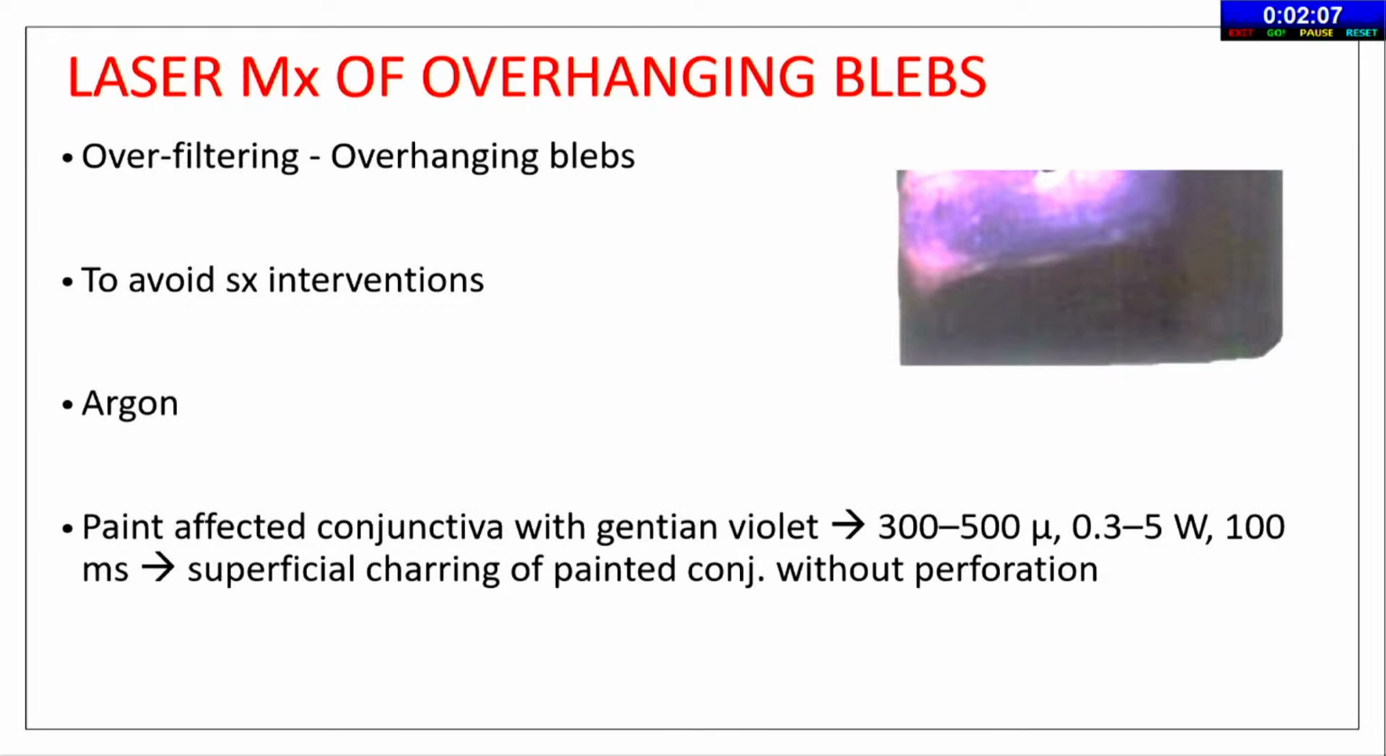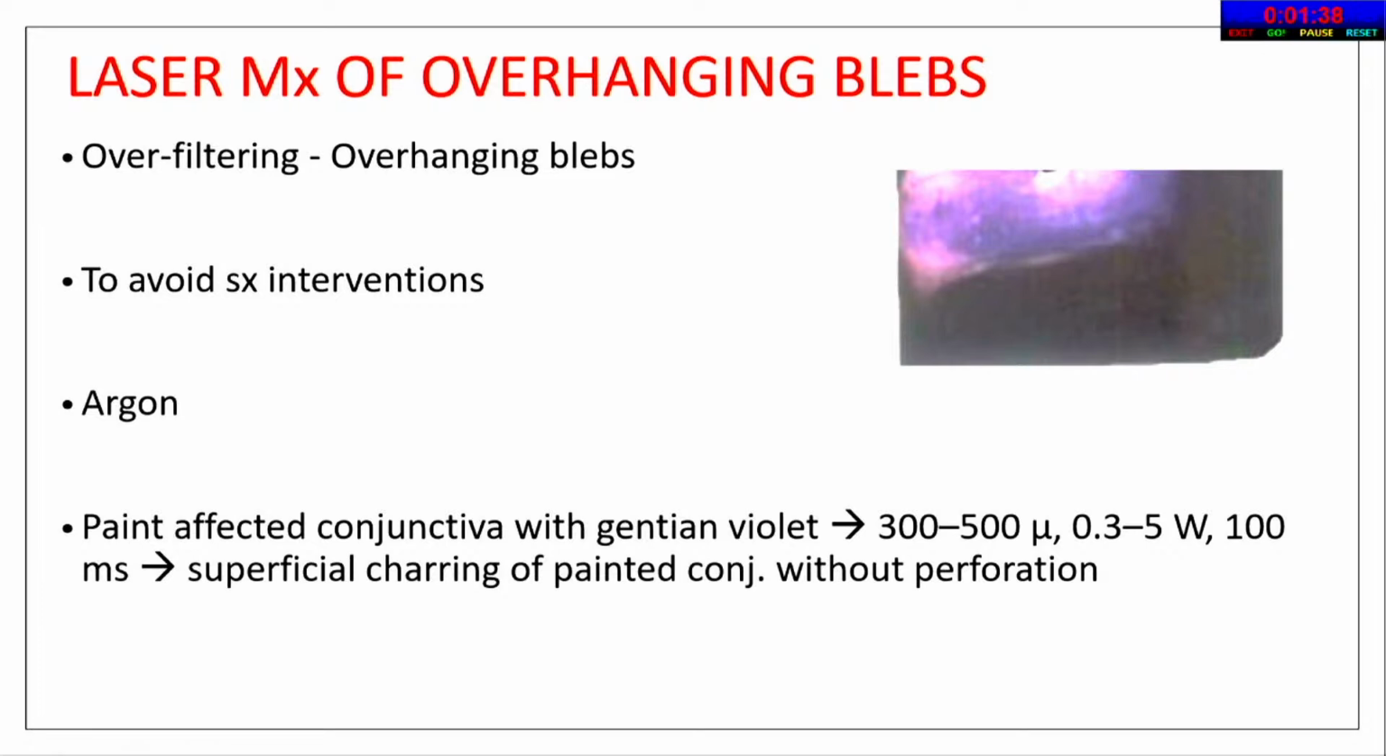Like overfiltering and overhanging blebs, they are huge and large blebs encroaching sideways and encroaching on the cornea, on the limbus, and they may cause hypotony, dysesthesia, and cosmetic concerns. So to avoid surgical interventions like bleb excision or bleb revision and sutures, you can go for a laser procedure. Here the argon laser is used. So basically you paint the bleb surface with gentian violet, which helps for early, easy laser penetration.